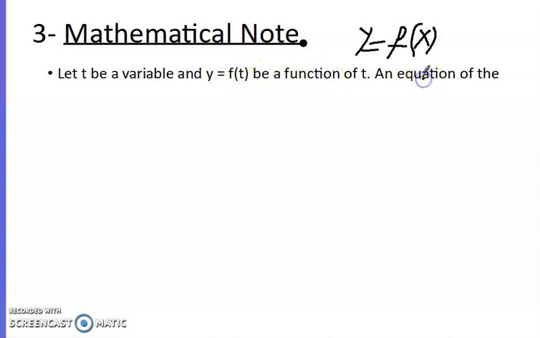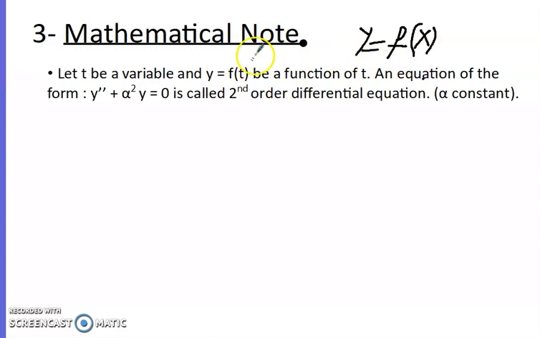An equation of the form y double prime plus alpha squared y equal to 0 is called second order differential equation. This is called in mathematics differential equation. Why is this? Because we have the function y and we have its derivative y prime or y double prime. So when the function y and its derivative exist in the same equation, we call this equation differential equation. Okay?